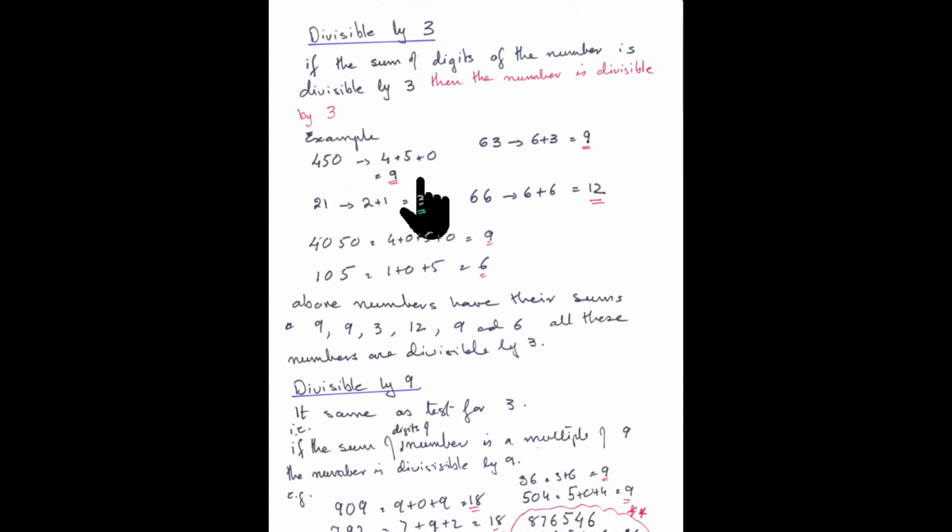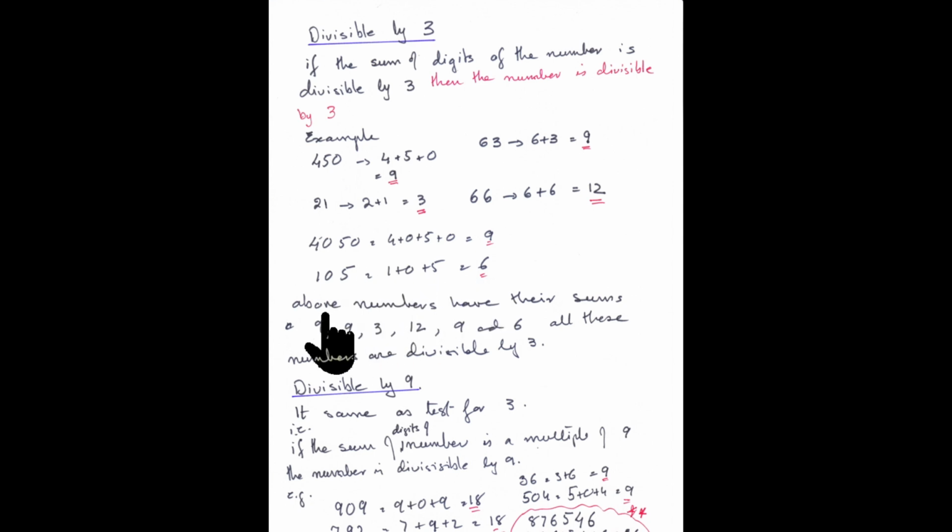Then you can look at other examples: 63, 21, 66. Now there is a bigger number, 4050. You see, if you add up its digits, they come up to 9. This means this also can be divided by 3. Same is the case for 105.